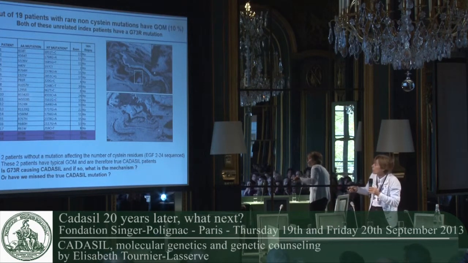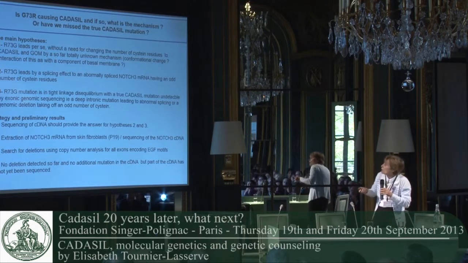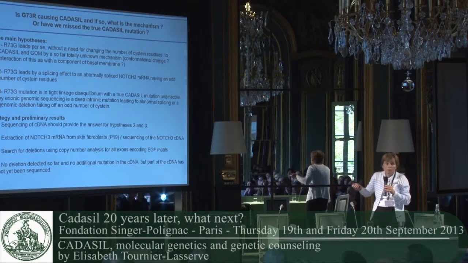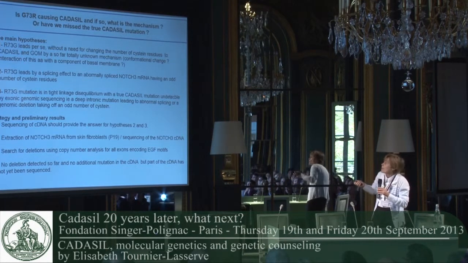So in order to solve that, I have 3 hypotheses. It is really leading to CADASIL, and it's a missense mutation. What is the mechanism?